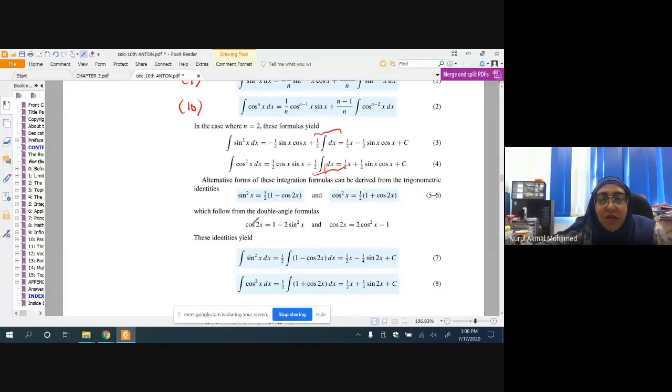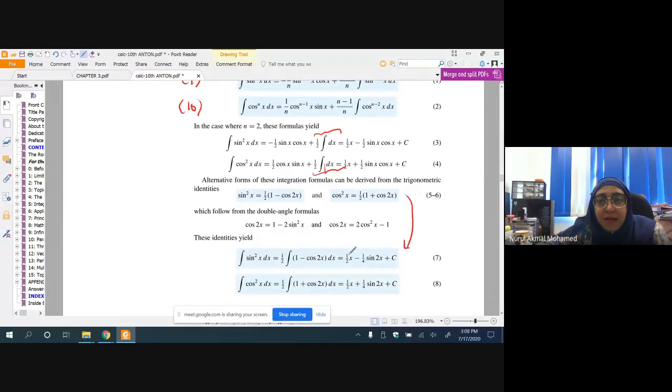Which can also be written as cos 2x. If you make cos 2x the subject, you can rearrange this equation so that it is written as 1 minus 2 sine squared x, and cos 2x is equal to 2 cos squared x minus 1. Okay, and this identity starts from this part here. If you integrate this, it gives you 1 half the integration of 1 minus cos 2x.